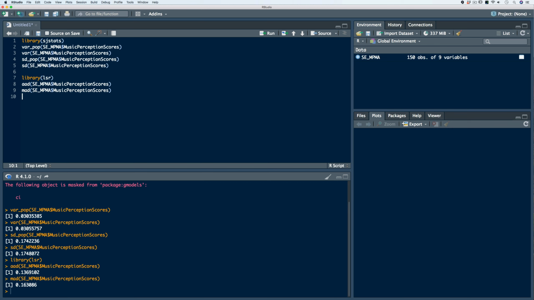The next measure of dispersion that we're going to calculate is the range, which is also sometimes referred to as the spread of the distribution. And it describes the distance between the minimum value of the distribution and the maximum value of the distribution. And we can calculate the range by using the range function.